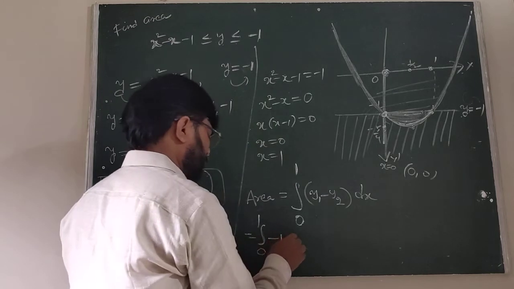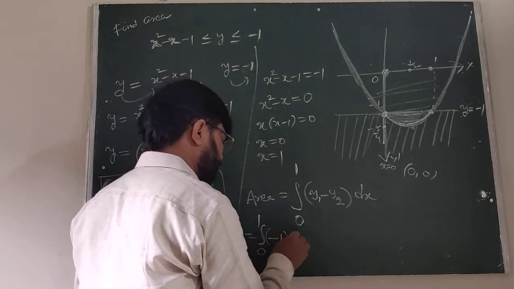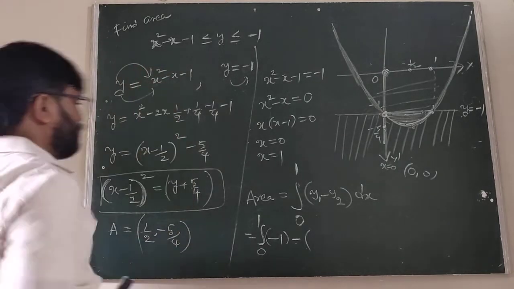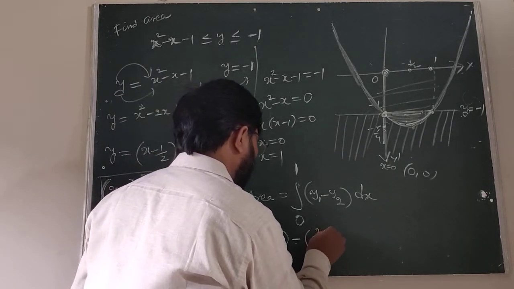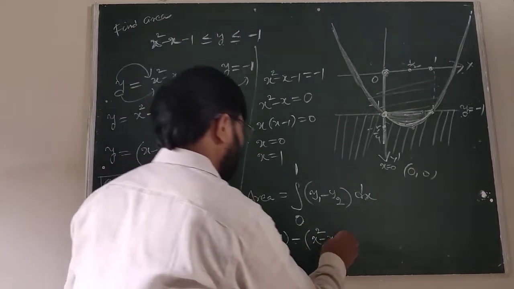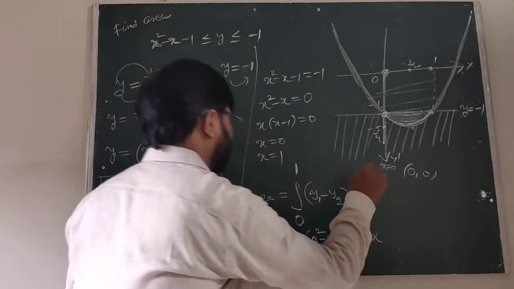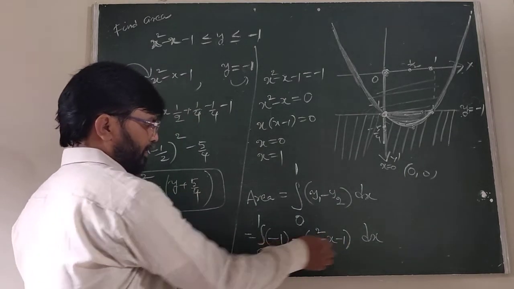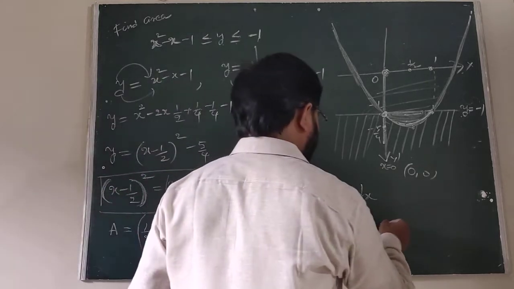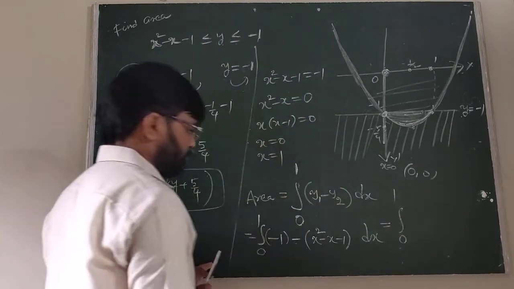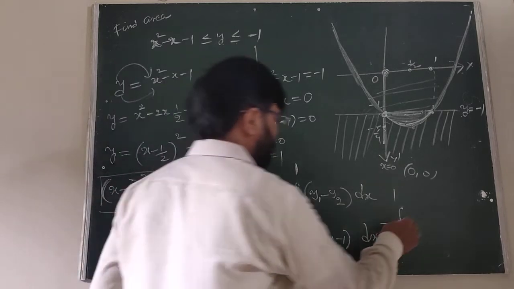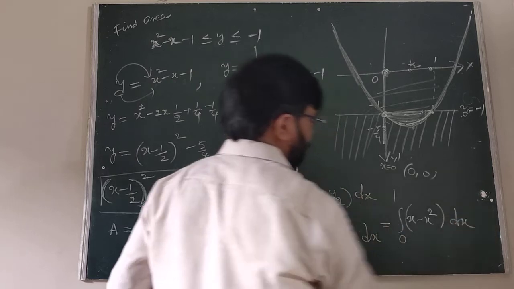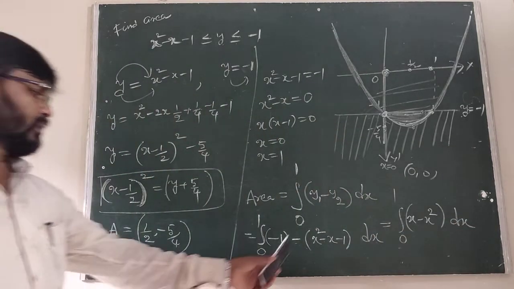After that, y1 which is -1, minus y2, the function y2 is x square minus x minus 1, whole dx. Here the -1 and +1 cancel. Now we can write the integral from 0 to 1 of x minus x square dx.